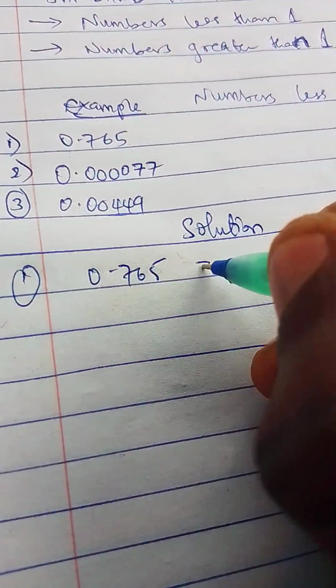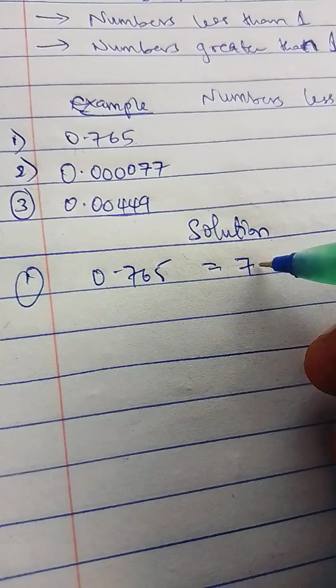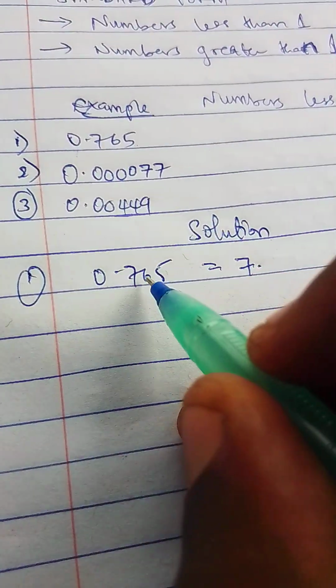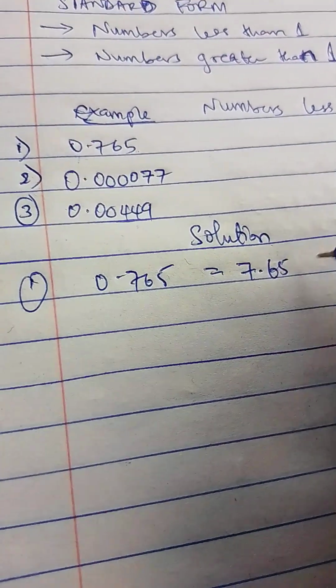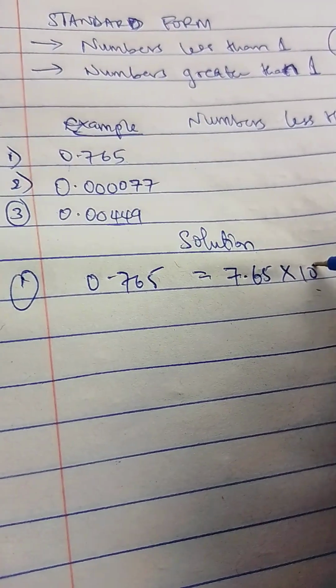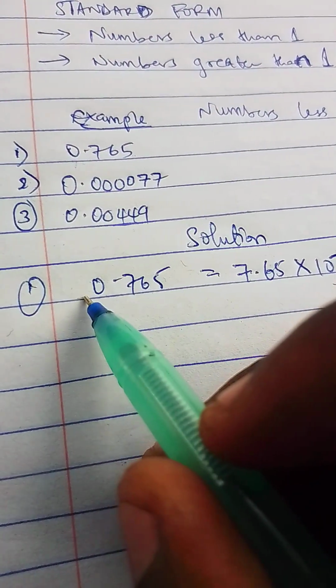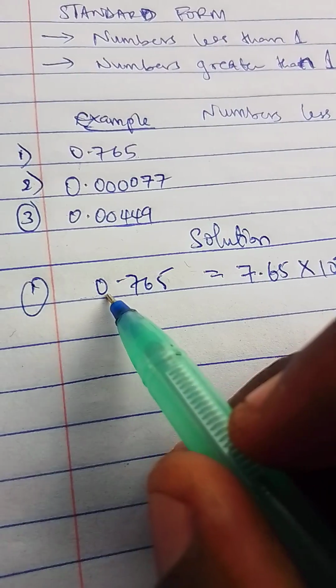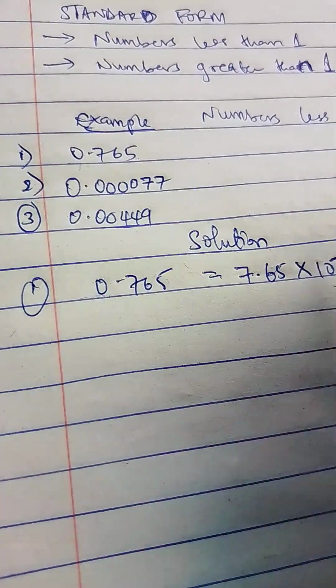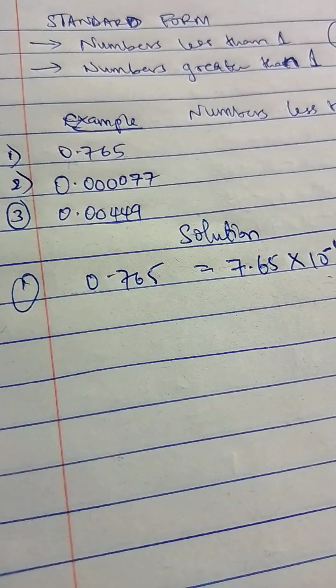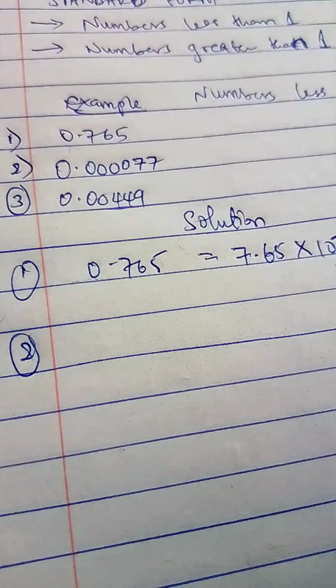So all you need to do is write the first whole number, put your decimal point, then write the remaining numbers, 6, 5, then times 10 raised to the power minus what? Then you count. How many zeros can you see before the first whole number? We can see only 1. So you write minus 1. That's our final answer.